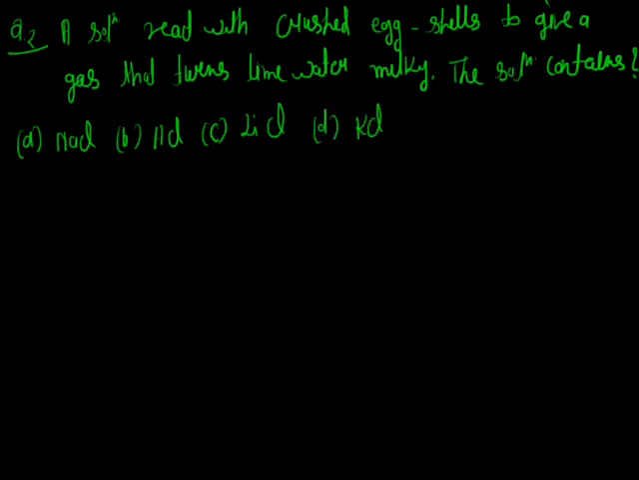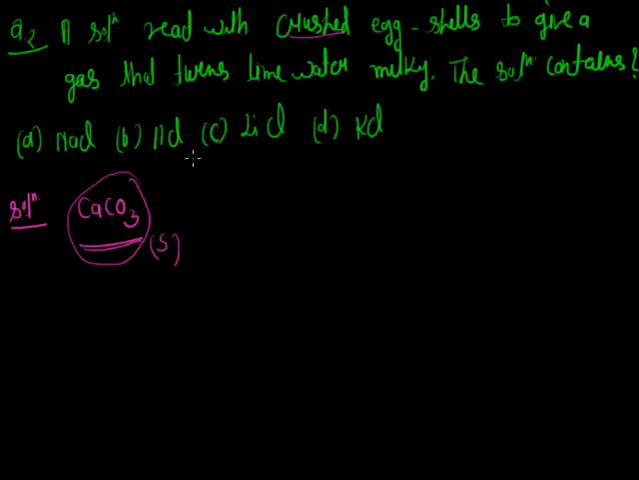Now we are discussing the solution. Now read the question again. A solution reacts with crushed egg shells. So what basically are crushed egg shells? Crushed egg shell means calcium carbonate. A powder of calcium carbonate is called crushed egg shell, since the outer part of the egg shell is made up of calcium carbonate. Now this crushed egg powder reacts with a solution and gives a gas which turns lime water milky.